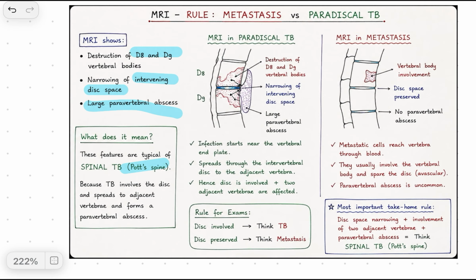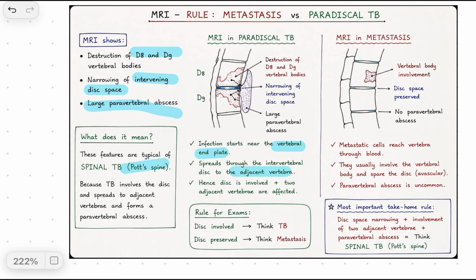So, infection starts near the vertebral end plate and it spreads through the intervertebral disc to the adjacent vertebra. So here, disc is involved plus two adjacent vertebrae are affected. So the spread pattern here is vertebra, disc, and the adjacent vertebra. Because of this pattern, we commonly see two adjacent vertebrae involved, disc space narrowing and paravertebral abscess.